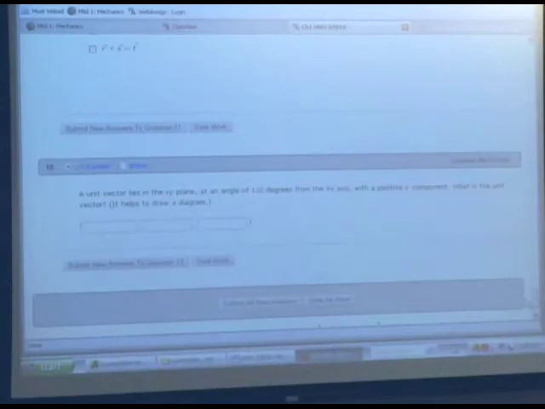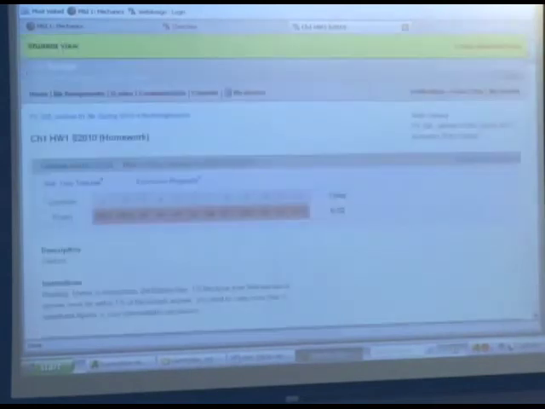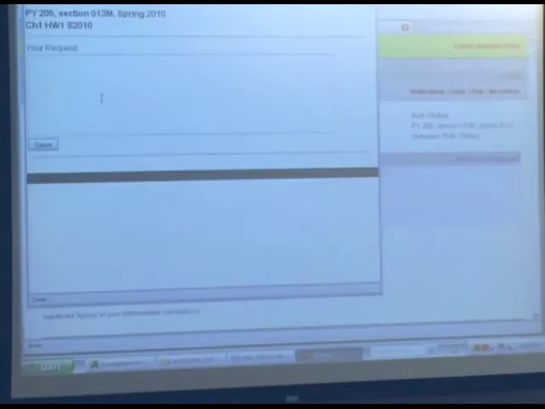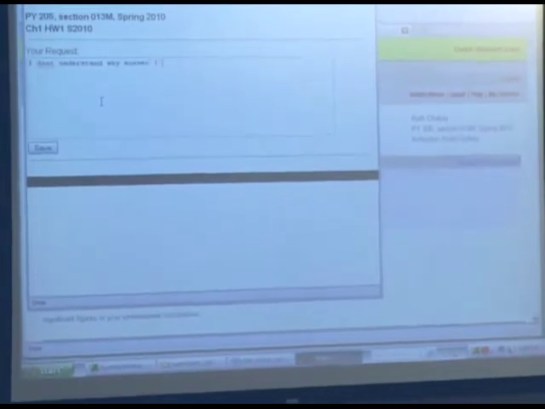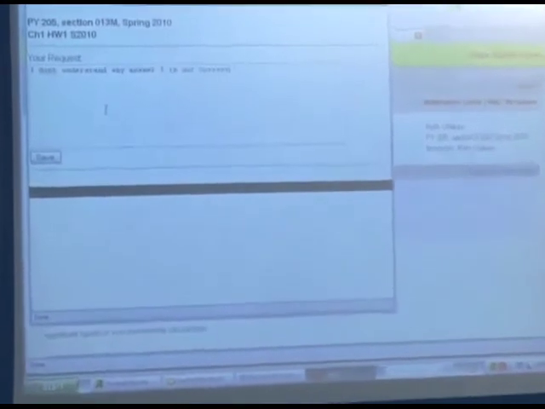Okay, down somewhere here, there is a link that says Ask Your Teacher. Here it is, Ask Your Teacher, right here. Okay, so I click on it, and I say, I don't understand why answer 3 is not correct for the unit vector.